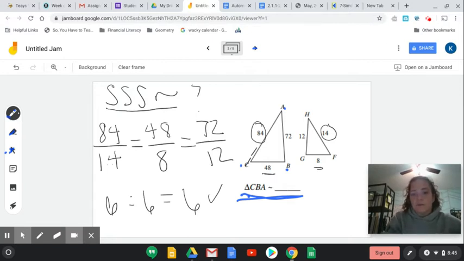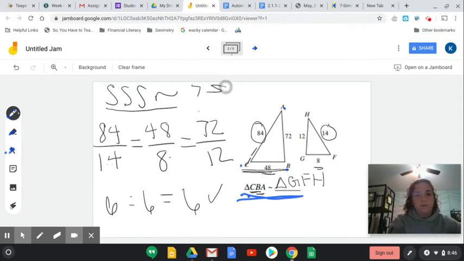So now we have to write the similarity statement. Well, they told us that CB is first. So side CB right here, 48, went with the 8 side. So then we have GF, or some sort of form of GF. We'll double check it. And then let's check the last two. BA. BA is 72. And 72 went with 12. So yes, FH. So that is how you check for similarity and how you write the similarity statement.